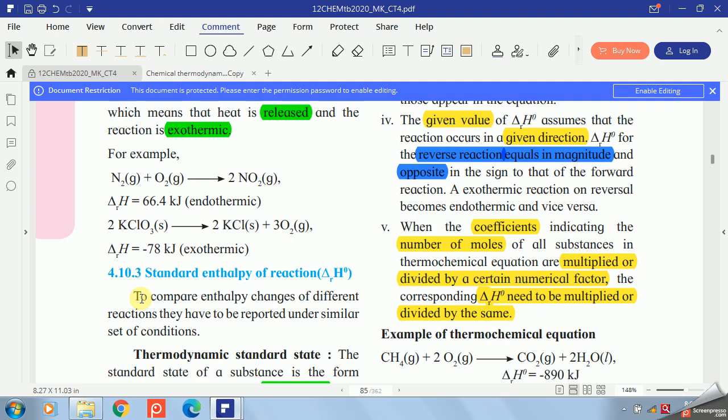So it may be asked in your question to identify whether the reaction is exothermic or endothermic. The reaction and the values of heat of reaction are given. Heat of reaction and enthalpy of reaction are the same.